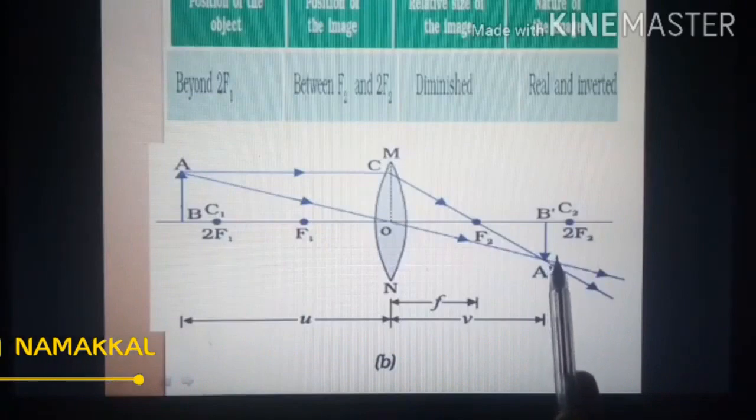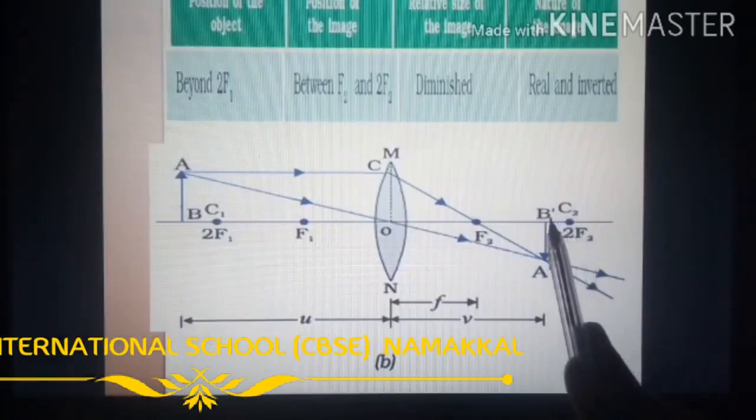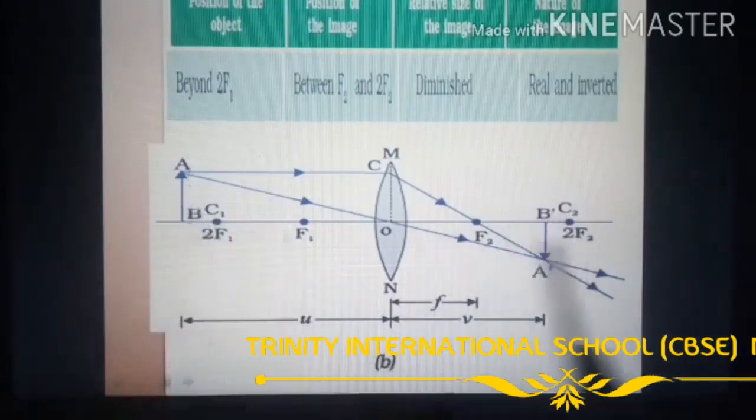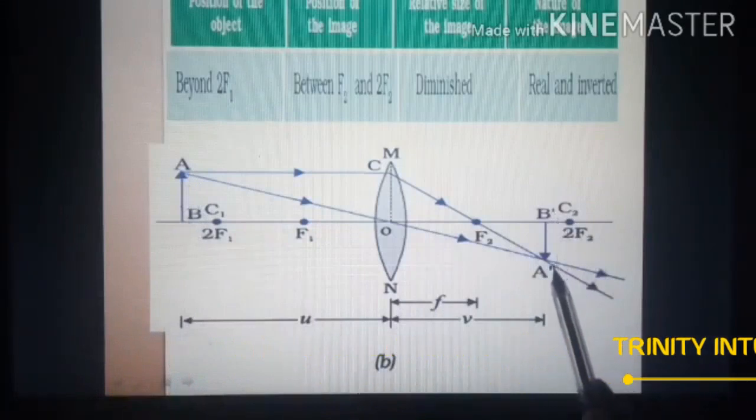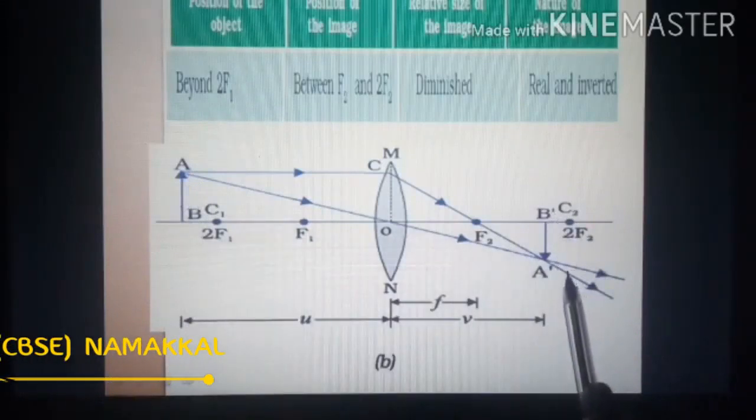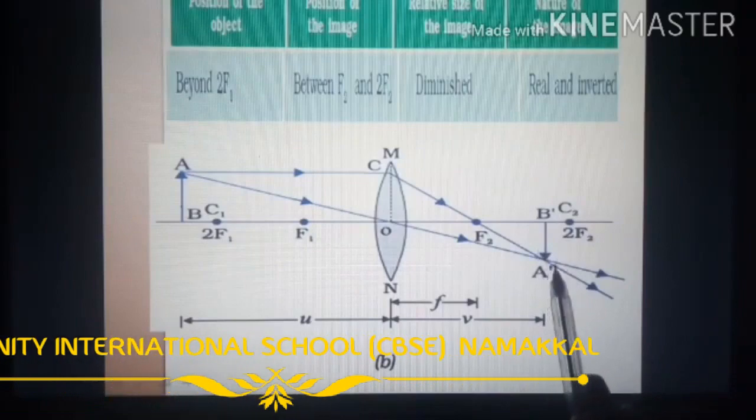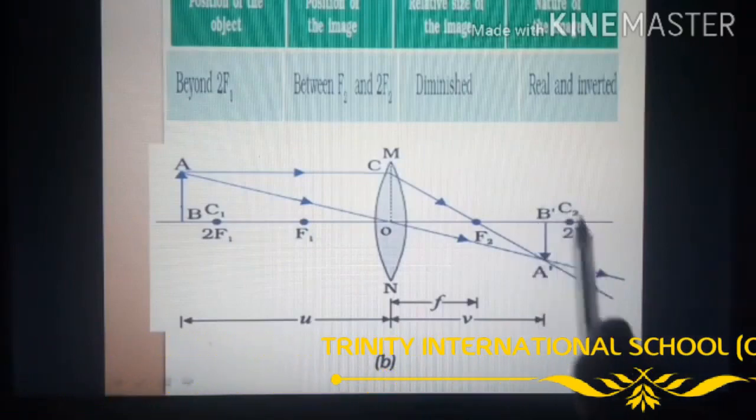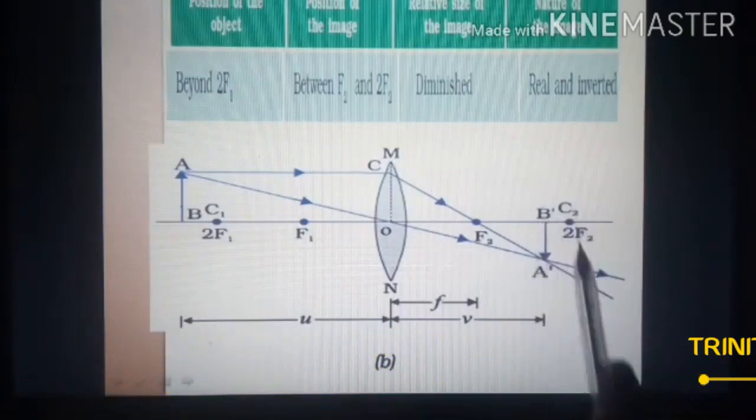So the head of the image is A dash and the bottom of the image is B dash. So AB is the object, A dash B dash is the image. So the image is inverted and it is real. Real means it can be viewed on the screen.